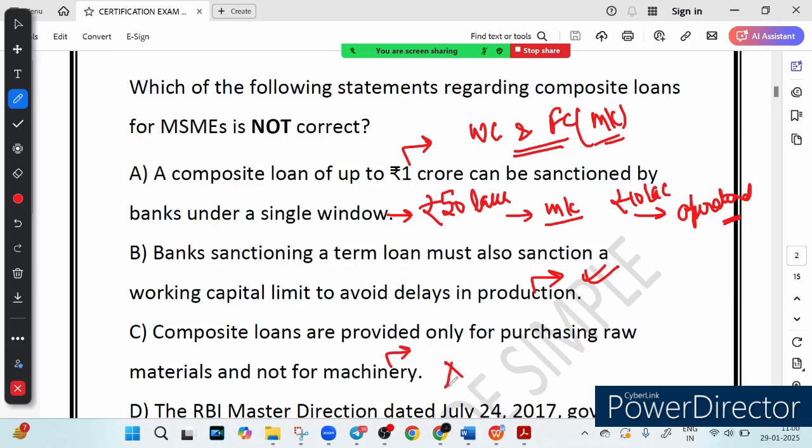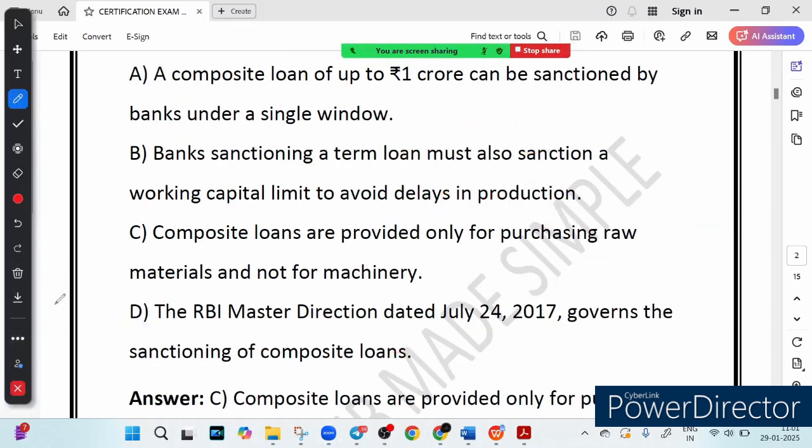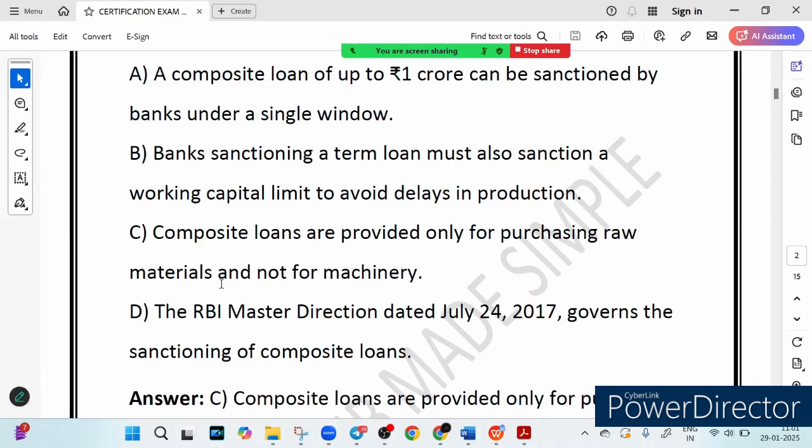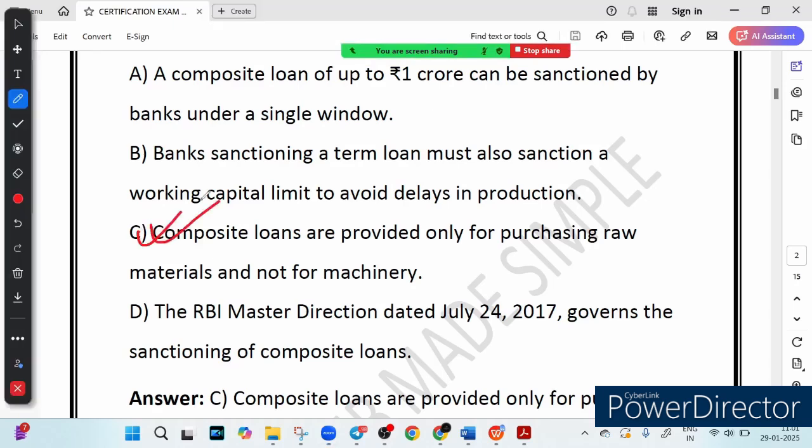This is an incorrect statement, and hence the correct answer to our MCQ, because these composite loans are not restricted to just raw material. They cover working capital loan like raw material, and fixed capital loan like machinery. For example, imagine an MSME buying advanced packaging equipment while also needing funds to buy packing material. So composite loan can cover both. And option D says, let's see option number D, just wait a minute. Yeah, the RBI master direction dated July 24, 2017 governs the sanctioning of the composite loan. So this is correct, because RBI guidelines are crucial in regulating composite loans and ensuring MSMEs get the support they need. So the correct answer to this question is option number C, right? That composite loans are provided only for purchasing raw material, not for machinery. This is incorrect, and this is the right choice for this question.